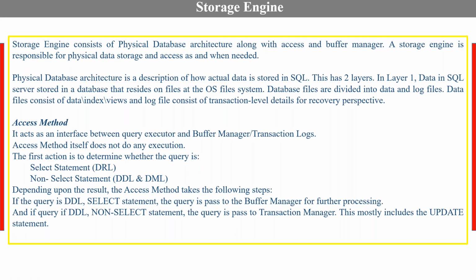Okay. See, here I explain the same thing that has been explained. The storage engine contains the physical database architecture along with access to the buffer manager. This means the storage engine will talk to physical data, as well as to the buffer manager, which is nothing but RAM. A storage engine is responsible for physical data storing and accessing as and when needed. Whenever we need, it will talk to both. Physical database architecture describes how actual data is stored in SQL. That is what I'm going to explain on the next slide.